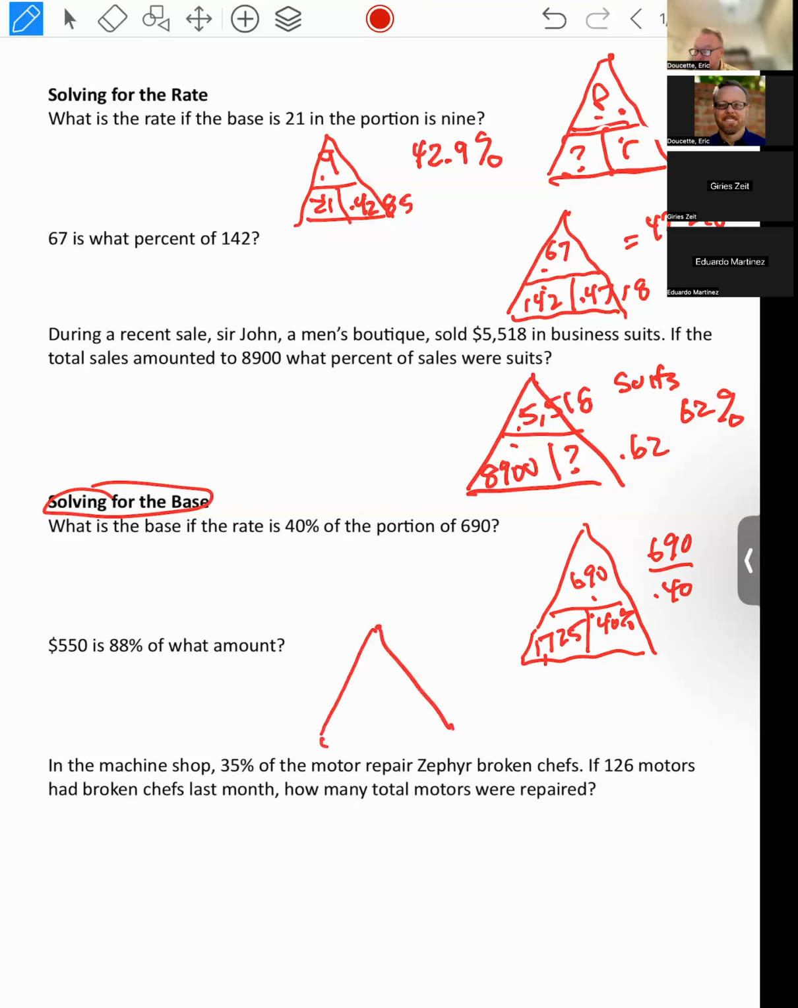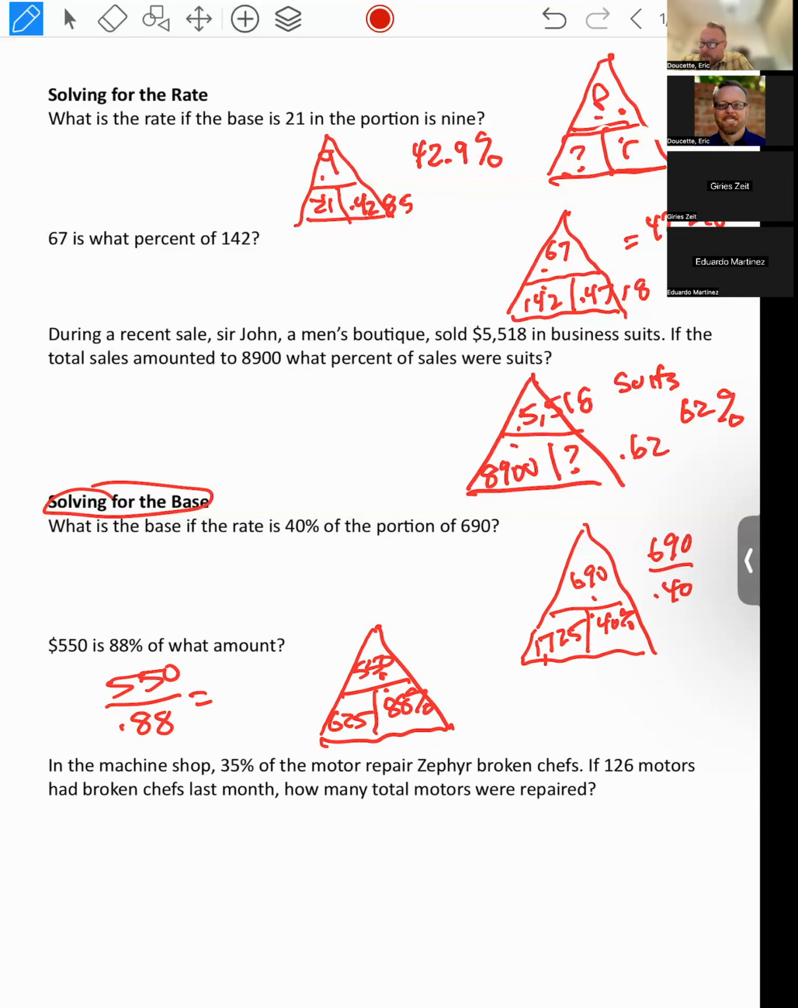Again, base represents 100%. So this one's 550 of 88%. We would need to convert the 88% to 0.88. It comes out to $625. So what that's saying is $550 is 88% of $625 in this case. So we're solving for base. We know the rate, we know the portion, so we just divide those together using our formula.